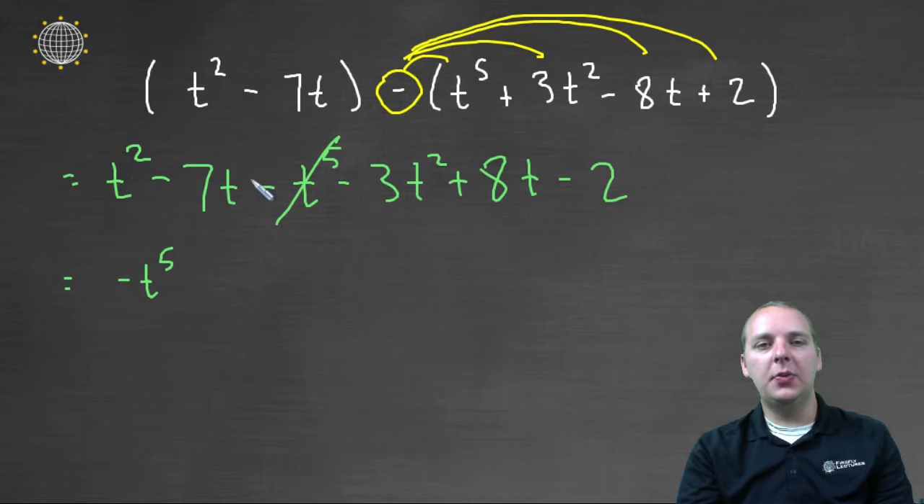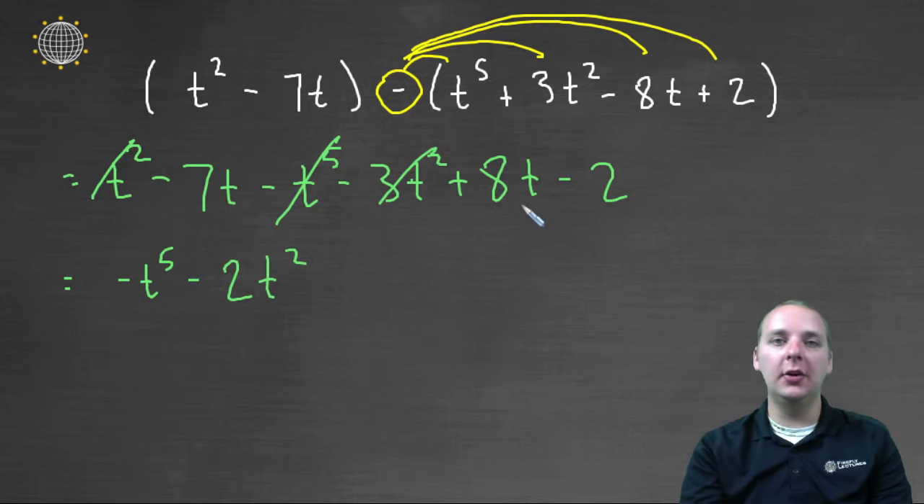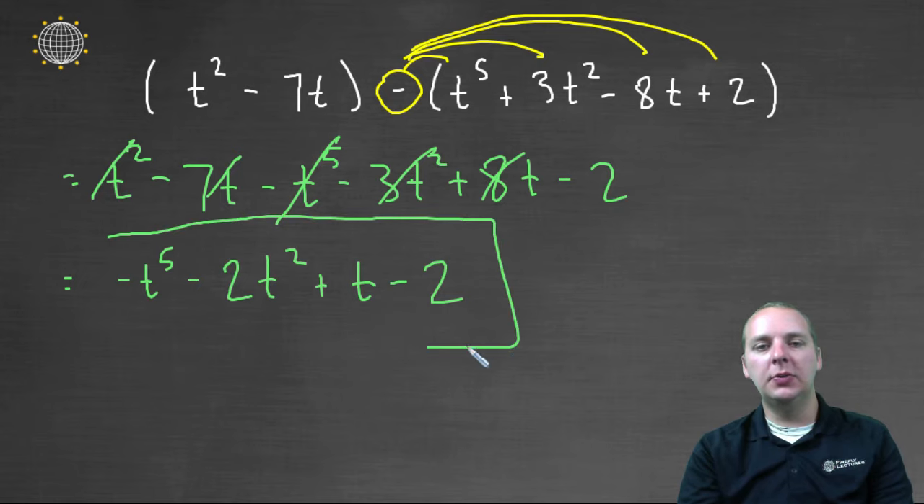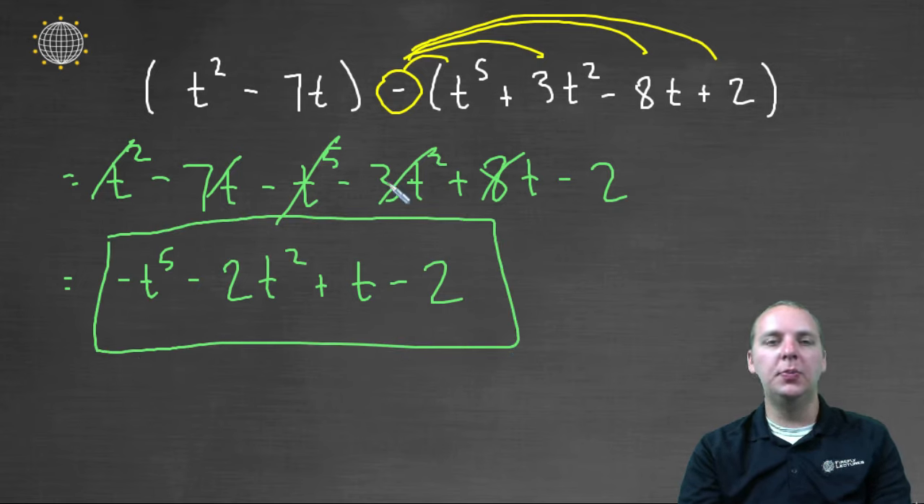Then I've got a t squared and a minus 3t squared. That would give me negative 2t squared. I can mark those off. Minus 7t and plus 8t are like terms. They'll give me plus t. And I only actually had one constant term here. It was just a minus 2. So again, this would be the difference of these two polynomials.